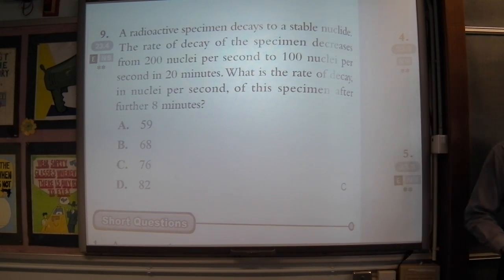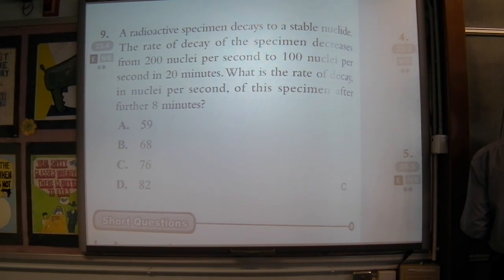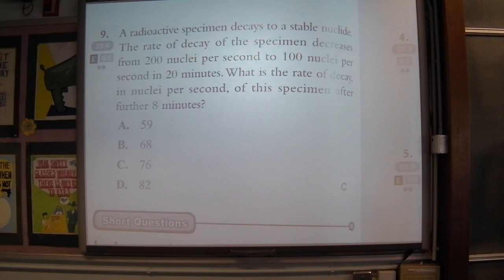First thing, find out the decay constant. K equals natural log 2 divided by the half-life. In this case, we just use 20. The unit of time doesn't matter as long as you are consistent. Use minutes here, as long as the whole question uses minutes without changing. So calculate the decay constant first.